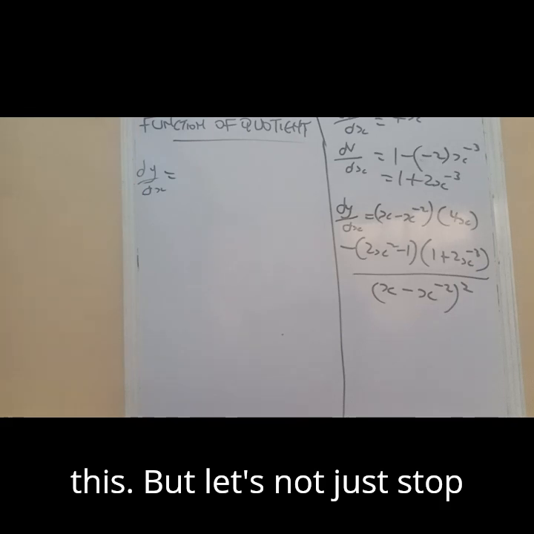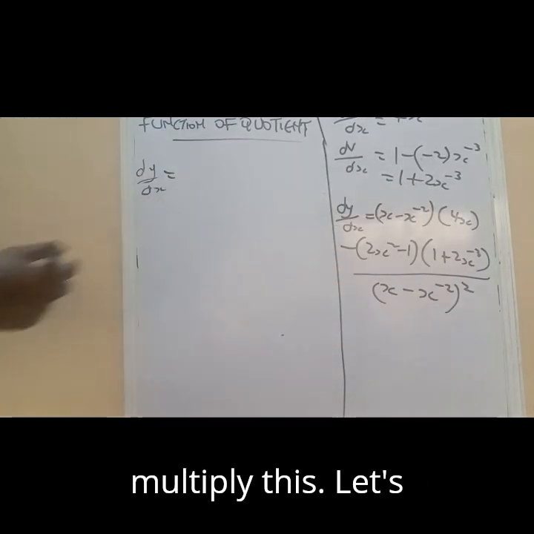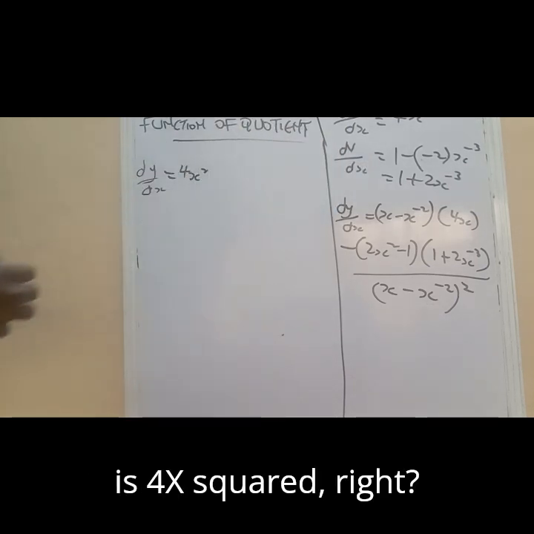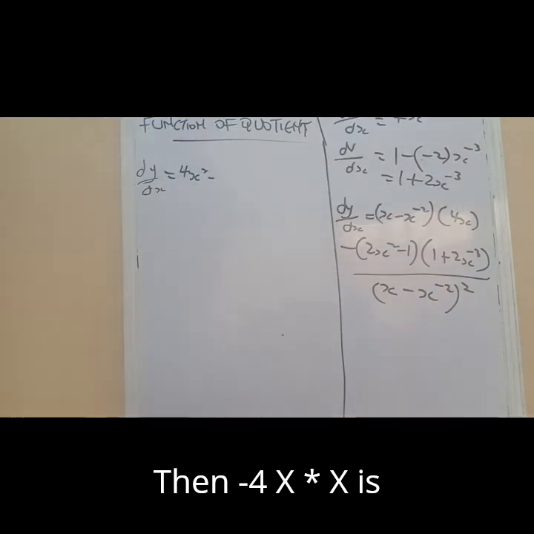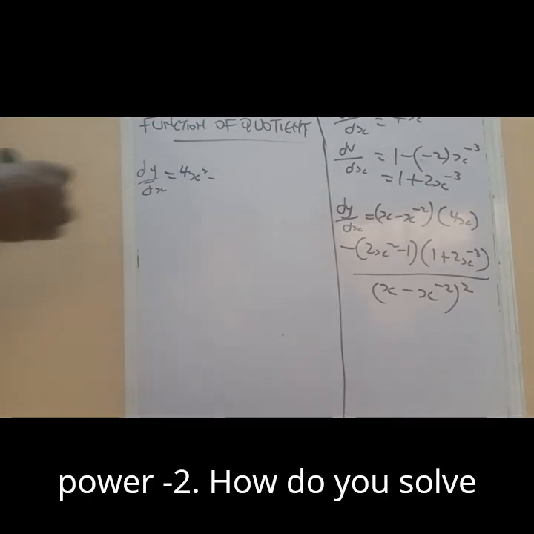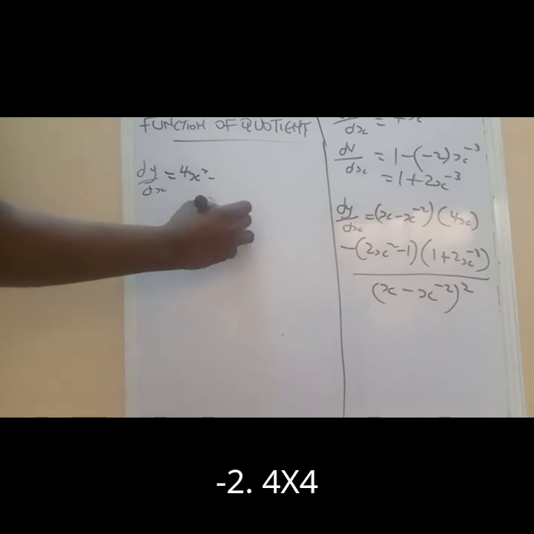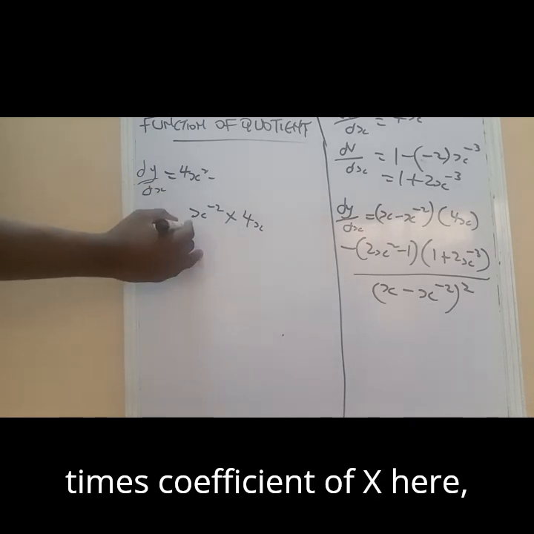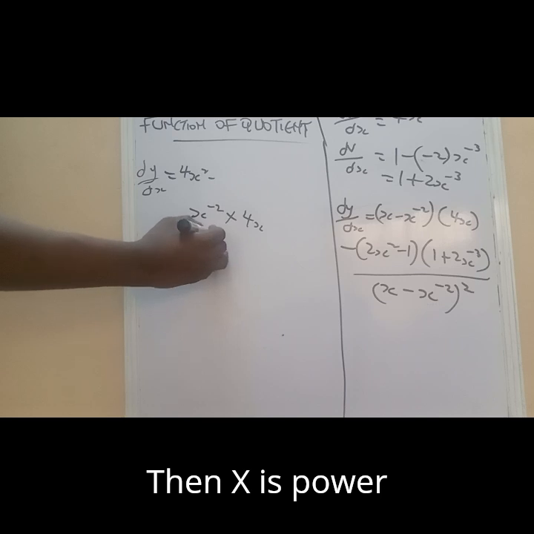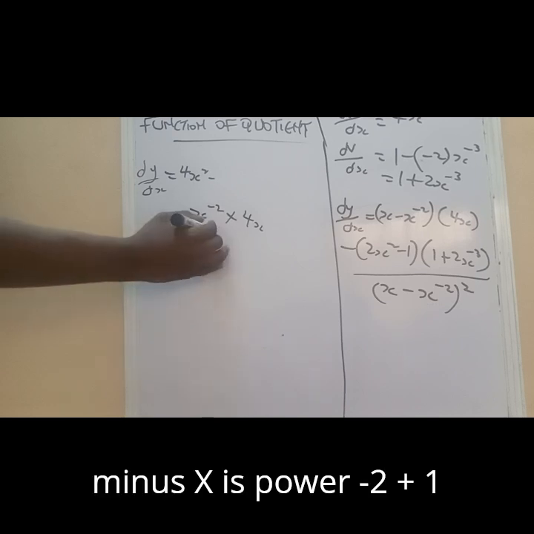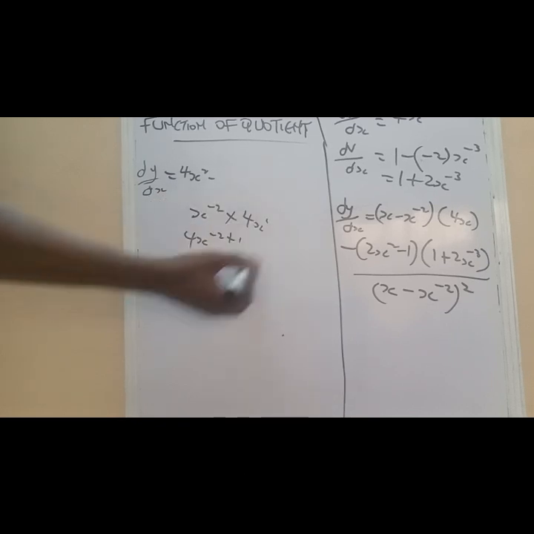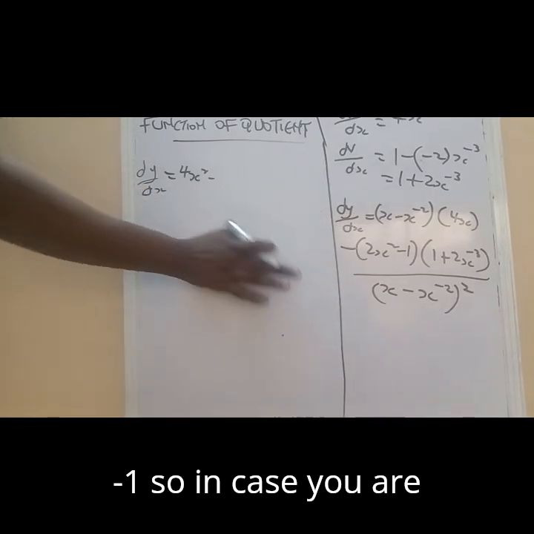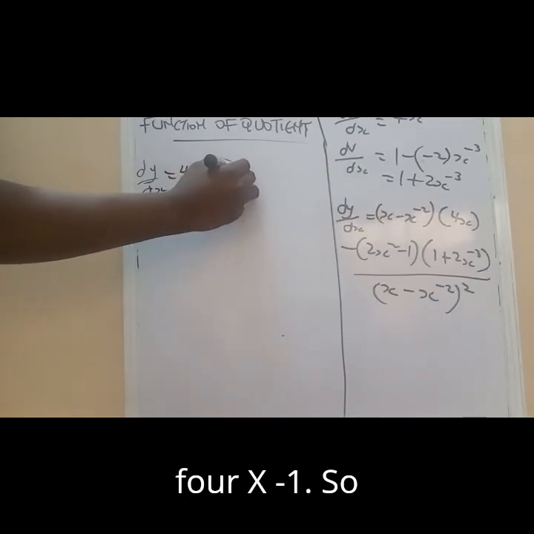But let's not just stop there. Let's use this 4x to multiply this. That will be 4x times x is 4x squared, right? Then minus 4x times x raised by minus 2. How do you solve that? That will be x raised by minus 2 multiplied by 4x. 4 times the coefficient of x here, which is 1. So that's 4. Then x raised by minus 2 plus 1, because the coefficient of x is 1. That will be minus 1. So in case you are multiplying, that's how you do it: 4x raised by minus 1.